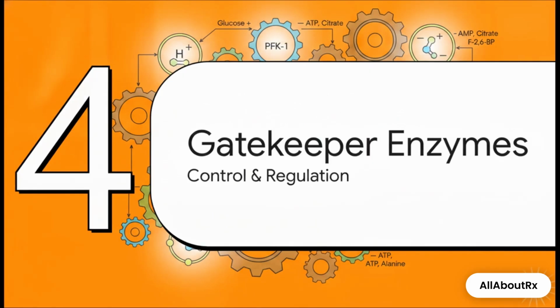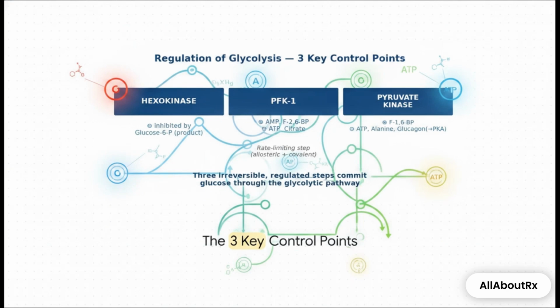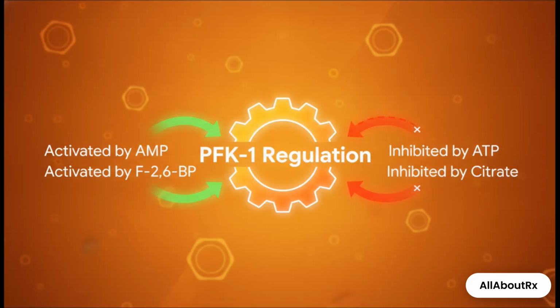Section 4. The 3 gatekeeper enzymes, control and regulation. So your body strategically places stoplights along this pathway. Hexokinase, PFK1, and pyruvate kinase act as metabolic valves because their reactions are irreversible. They're controlled by molecules binding to them to either speed them up or slow them down. For instance, hexokinase is actually inhibited by its own product, glucose 6-phosphate. But PFK1 is truly the star of regulation. It's activated by AMP and fructose 2,6-bisphosphate.